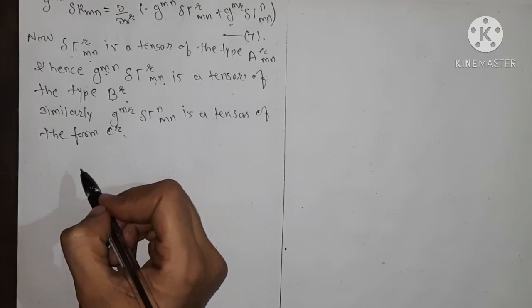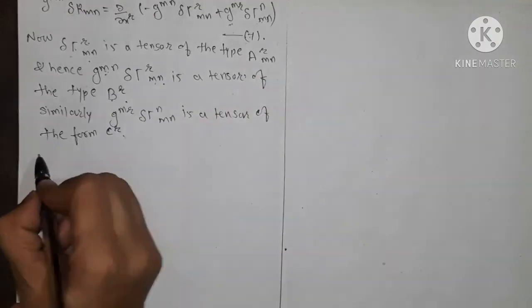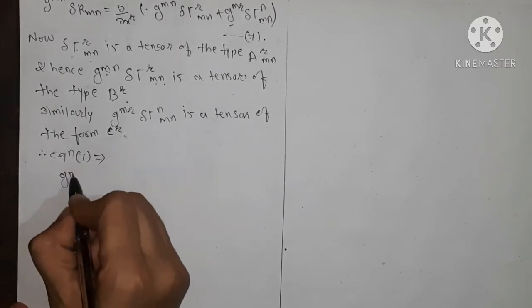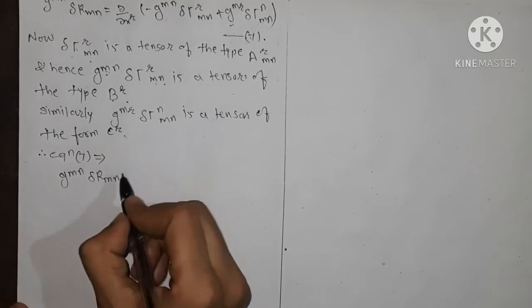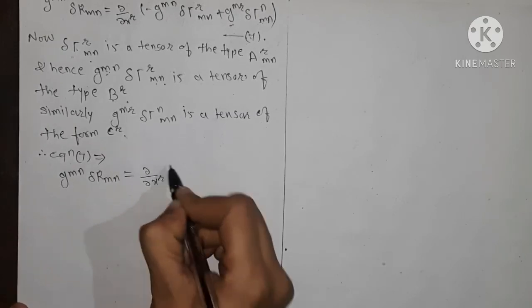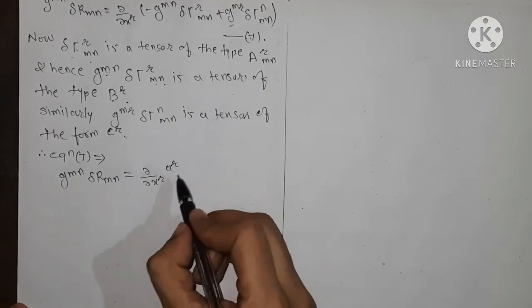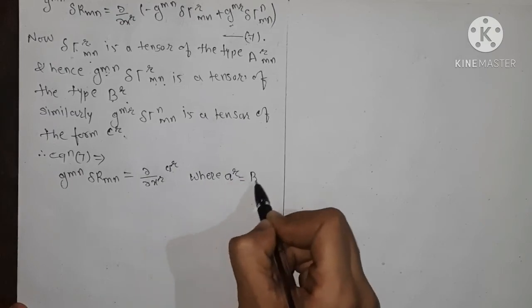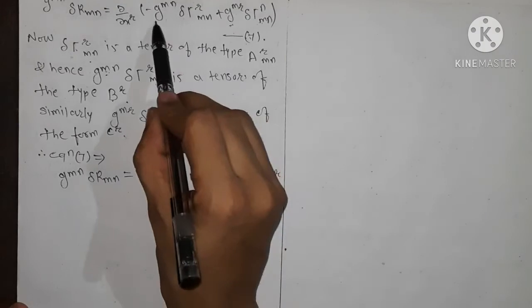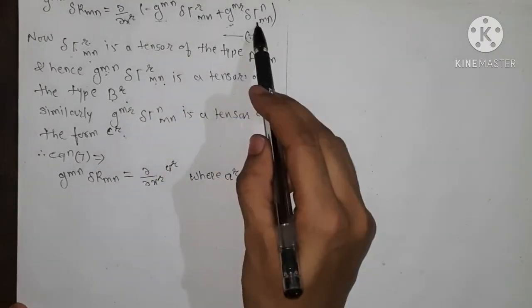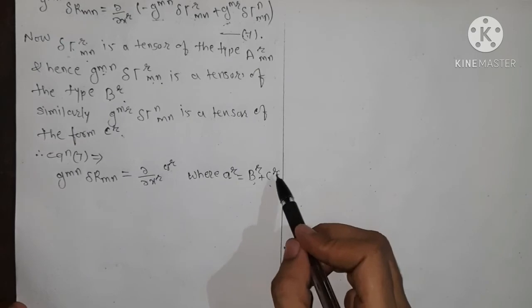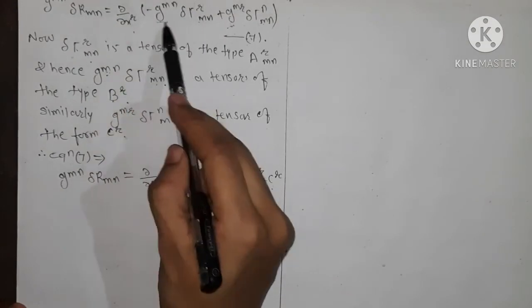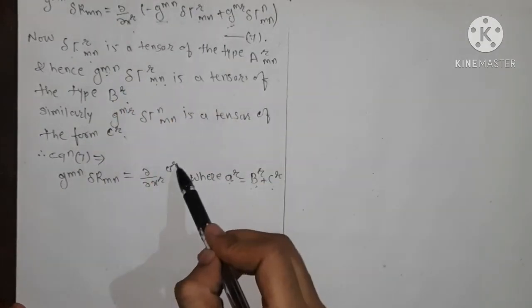Hence equation 7 implies g^{mn} δR_{mn} is equal to ∂/∂x^r of A^r, where we are taking A^r equal to B^r plus C^r, because we are denoting one tensor as B^r and the other as C^r, and the sum of these we denote as A^r. So we are taking ∂/∂x^r of the sum as A^r.